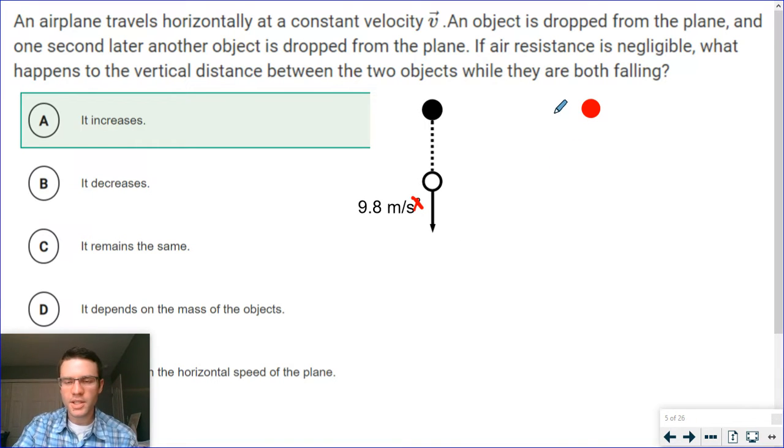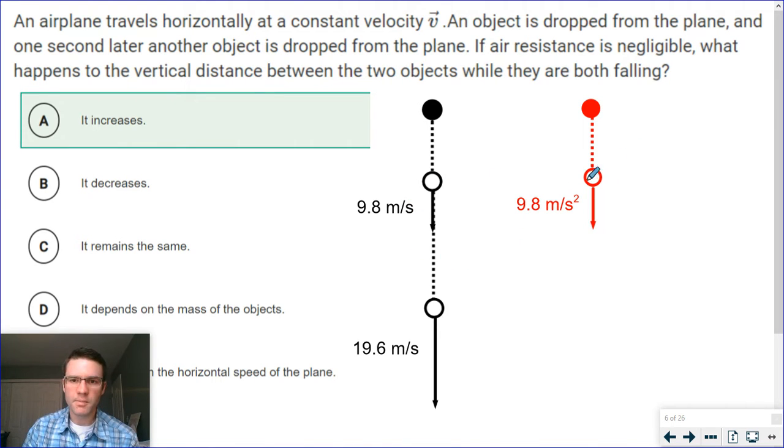And the red ball, let's just do 1 second later. 1 second later, the red ball will be in the same spot as the black ball was after 1 second. So we're going to be down here. We're going to be 9.8 meters per second. Again, it should be meters per second. And it's traveling downward. It's traveled the same distance the black ball did in the first second.